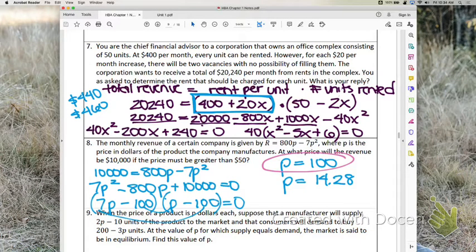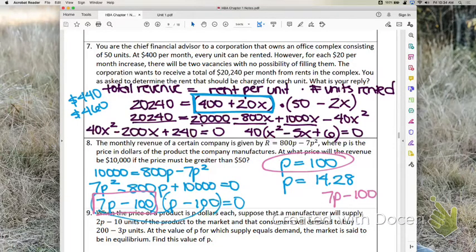Okay. Yes, ma'am? Why did you divide by 7? Why did I divide by 7? Yeah. If I was setting this equal to 0, okay. I added 100 and divided by 7. Yes? Do we need 9? Yes.